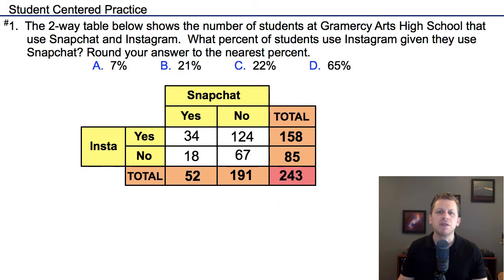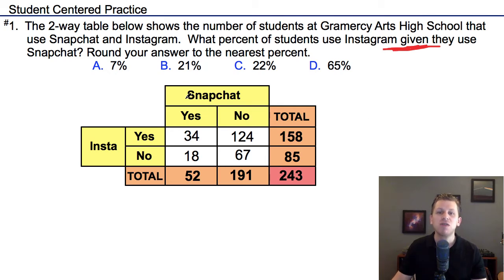The two-way table below shows the number of students at Gramercy Arts High School that use Snapchat and Instagram. What percent of students use Instagram given they use Snapchat? Round your answer to the nearest percent. We can see this is a conditional probability because it uses this word given here. That's a big clue. It says what percent of students use Instagram given they use Snapchat.